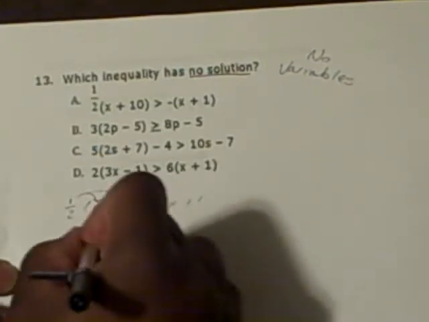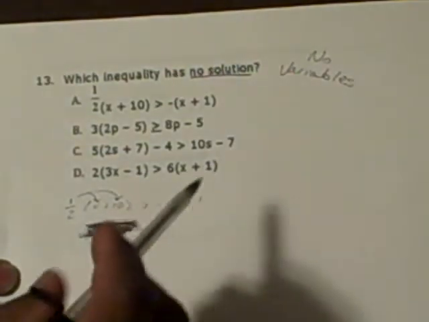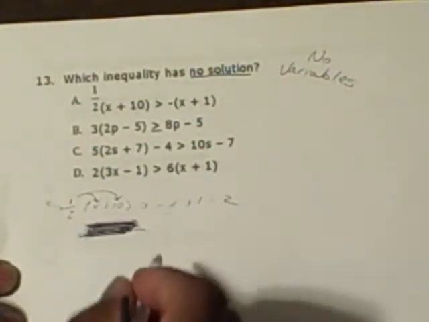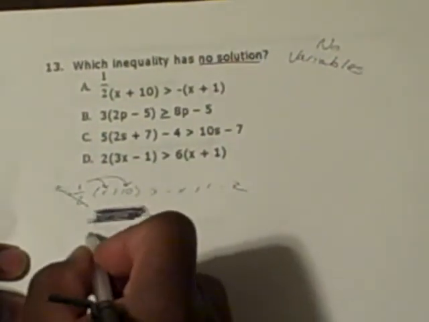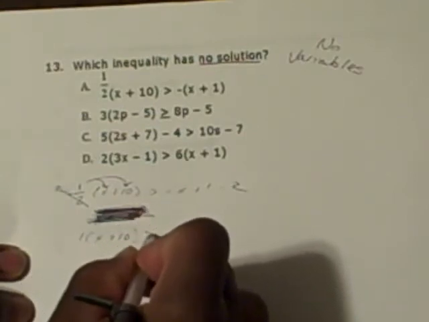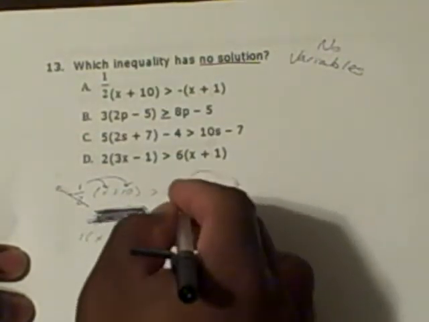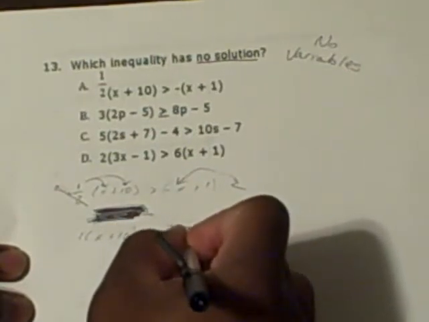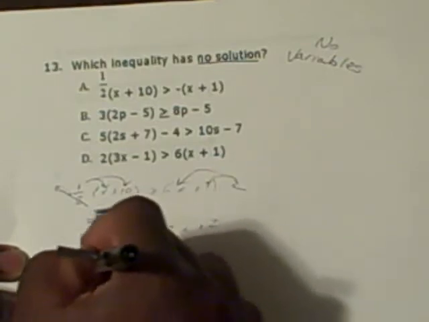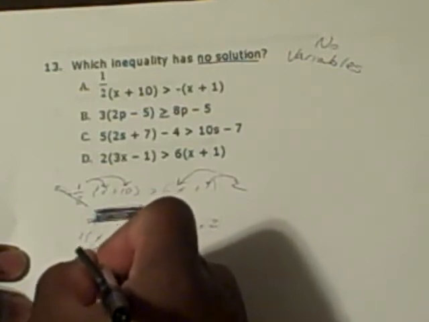Actually, excuse me, I don't want y'all to do it this way. I want you to do it this way. Get rid of the fraction. We're going to multiply on both sides by 2. These cancel, and you'll have 1 times x plus 10 is greater than, and then we put these in parentheses. 2 times negative x is negative 2x. 2 times 1 is plus 2. We'll continue on. This is just the same as saying 1x plus 10.